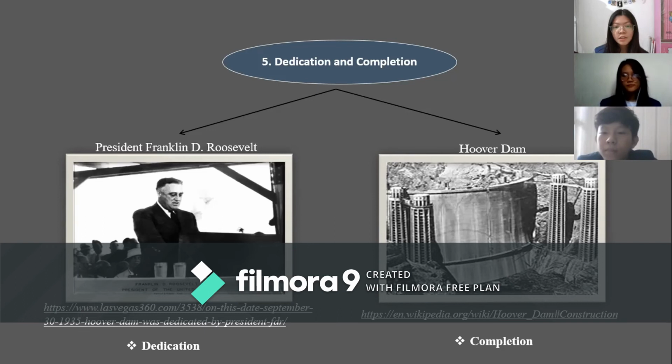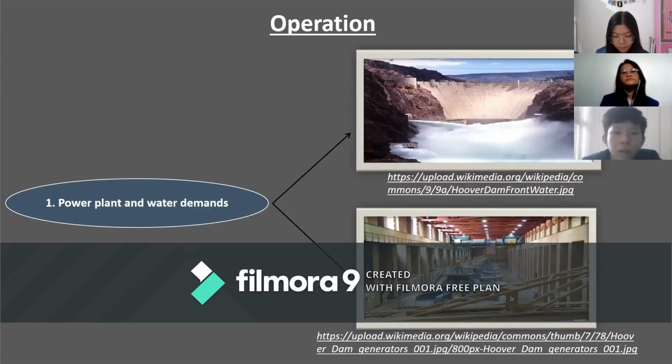So, Eva, what solution was used to handle the grouting process? The solution was to accomplish it by creating a supplemental grout curtain, and it took 9 years to complete it. In operation, there are four kinds of operation. The first is power plant and water demands.